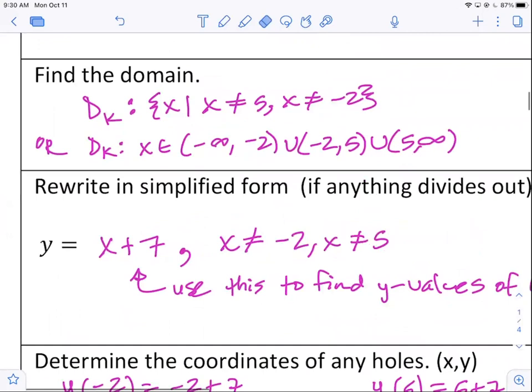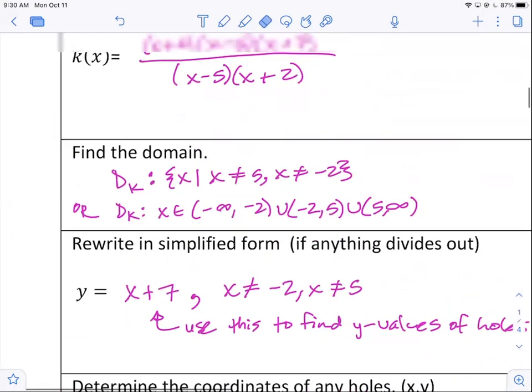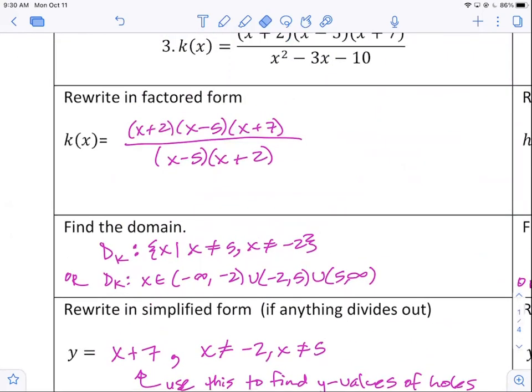So once we find the domain, rewrite in simplified form. Well, notice your x minus 5s and your x plus 2s divide out. I didn't show the marks, right? Can you do that on the test? Sure.